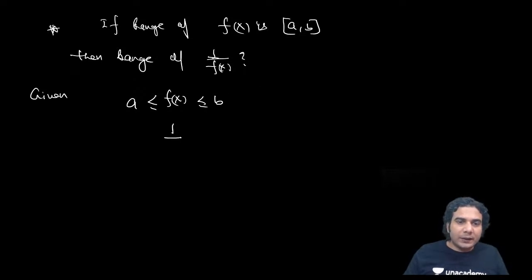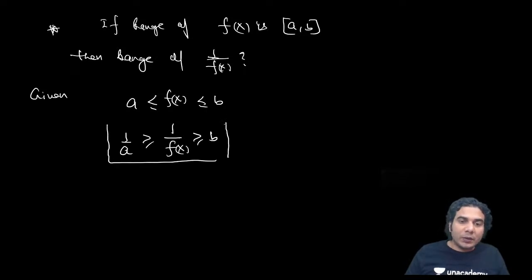1 upon f will be greater than or equal to 1 upon b and less than or equal to 1 upon a. So when you take the reciprocal, the sign of inequality reverses. So how to write the answer? That is an important point. You can always write like this, irrespective of whether a and b are positive or negative or of opposite signs. Whenever you need to take the reciprocal, just reverse the inequality, both sides. I'll tell you some examples.